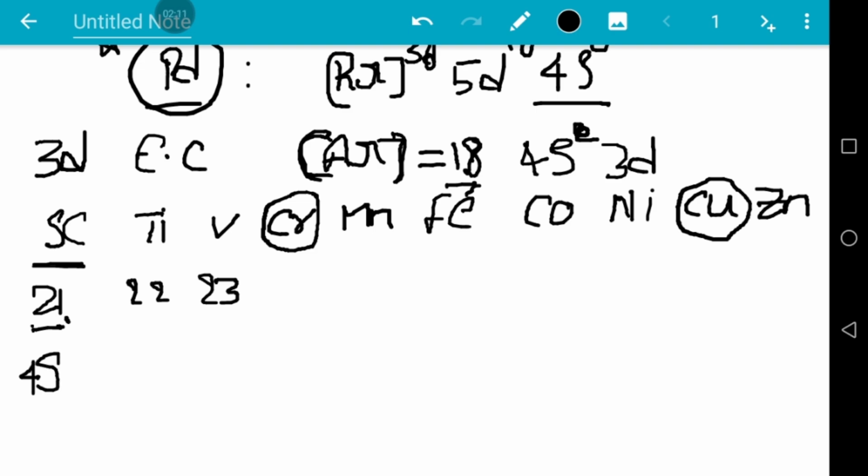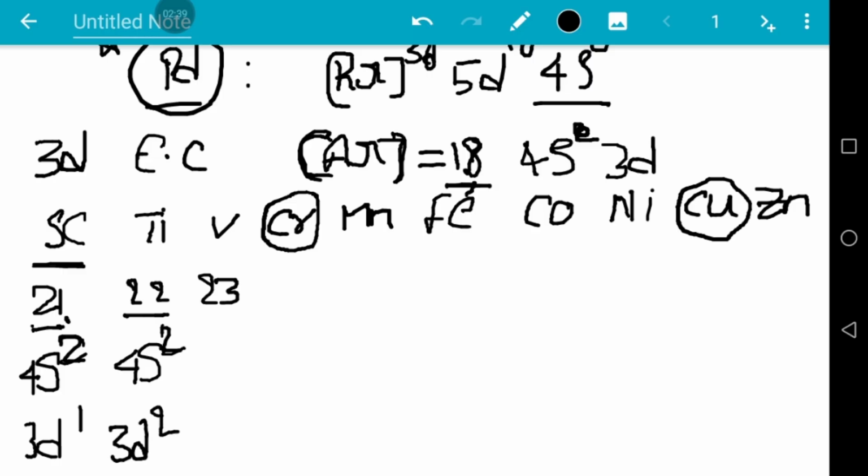Now titanium configuration. How many electrons does titanium have? 22 electrons. So argon 18 completed, then of the remaining 4 electrons, 2 electrons in 4s, then the remaining 2 electrons in 3d2. So what is the titanium configuration? Argon 4s2 3d2. Next vanadium: argon completed 18, 18 plus 2 is 20, then the remaining 3 electrons in 3d3. So this is the 3d3 configuration.